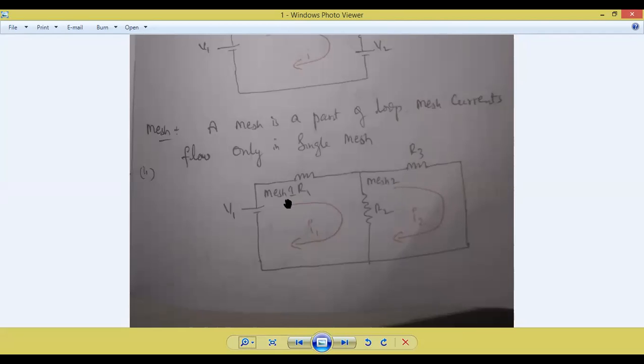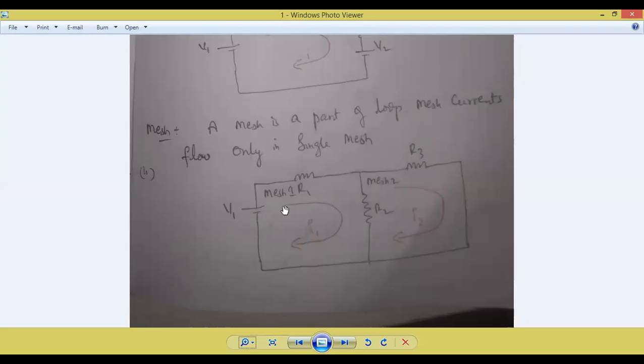Now in this mesh, I1 flows only in this particular mesh, and it will not come out of mesh 1, and it will never flow inside mesh 2. That is the assumption. And the I2 current flows only in mesh 2, not in mesh 1. Is it clear, all of you? This is the new concept here.